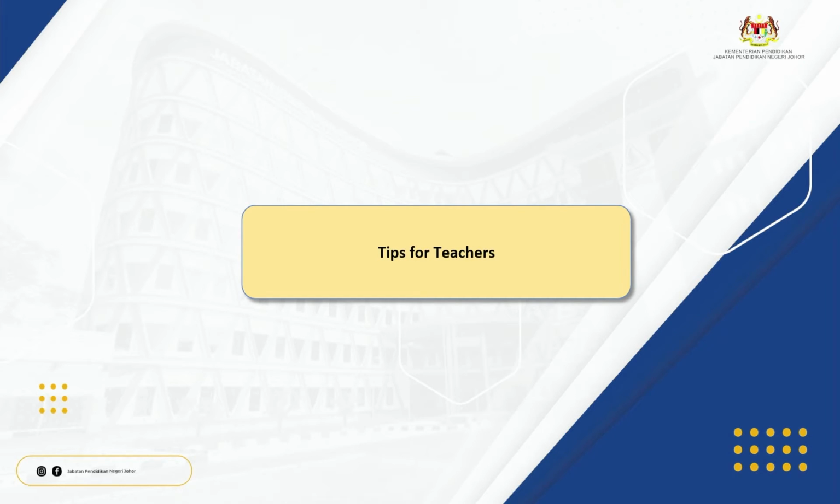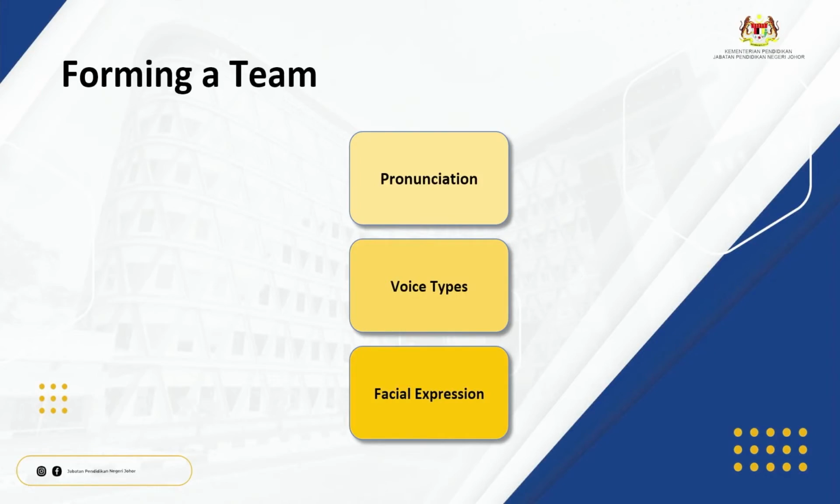Now I would like to continue about the tips for teachers or trainers to train choral speaking. When forming a team, a choral speaking trainer should look at 3 things. Number 1 is pronunciation. Number 2, voice types. And number 3, facial expression. Now let us focus on the first one, which is pronunciation.